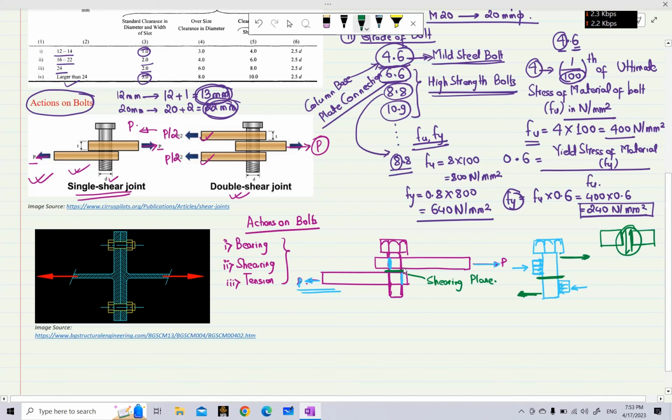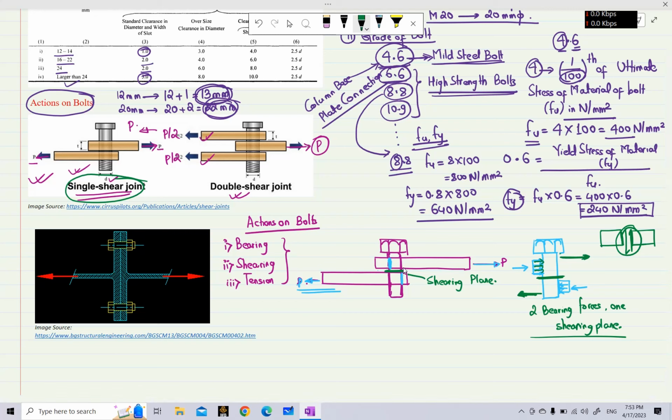So for this diagram, we have two bearing forces and one shearing plane. Because there is only one shear plane here, we call this a single shear joint. Since only one shear plane is present here, we call this a single shear joint. So this is what is meant by single shear joint.